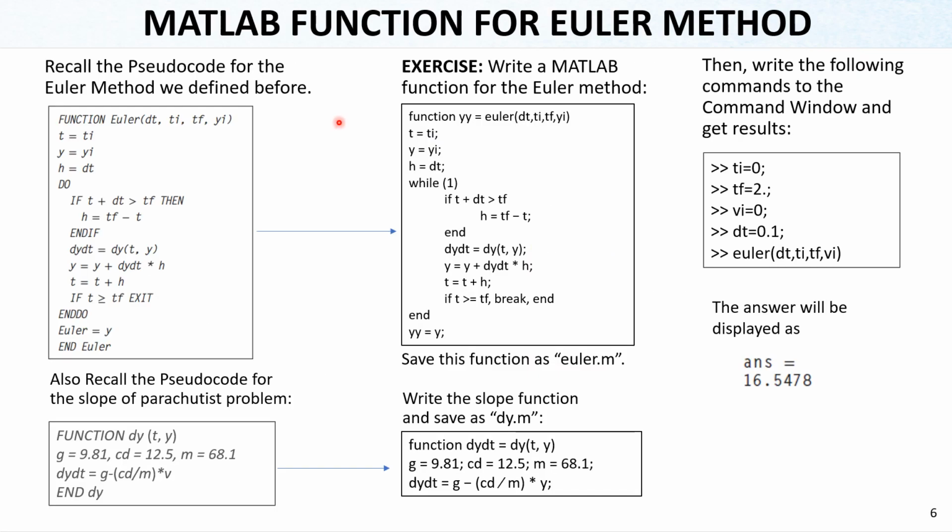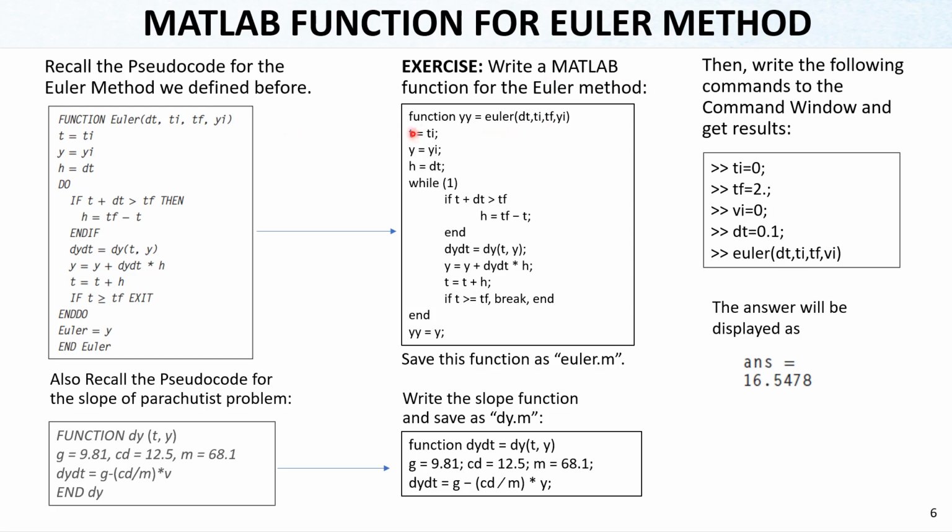And in this slide, we are showing how to create the Matlab code as modular programming. Instead of having a Matlab code specific to the Parachutist problem, we will create a modular program, specifically a function for the Euler method, and we will use this for the Parachutist problem. So remember the pseudocode for the Euler method. This was the pseudocode, and we simply converted this to a Matlab code.